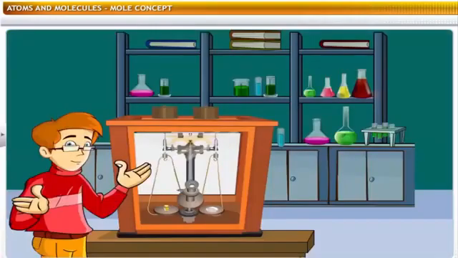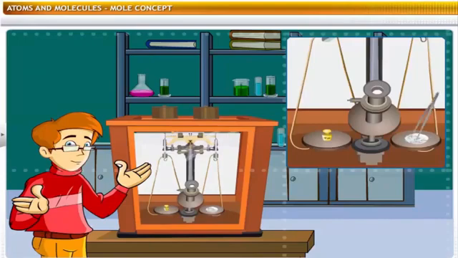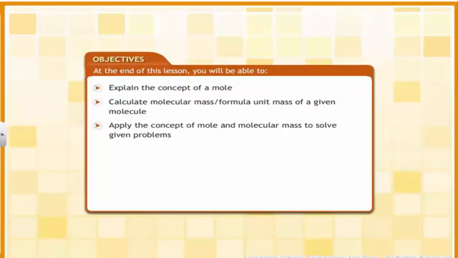Here's another example. In a laboratory, when experiments are conducted using elements or compounds, the mass of an element or compound is taken into consideration, rather than counting the number of atoms that an element or compound contains. This lesson is about the concept of a mole. At the end of this lesson, you will be able to explain the concept of a mole, calculate molecular mass and formula unit mass of a given molecule, and apply the concept of mole and molecular mass to solve given problems.